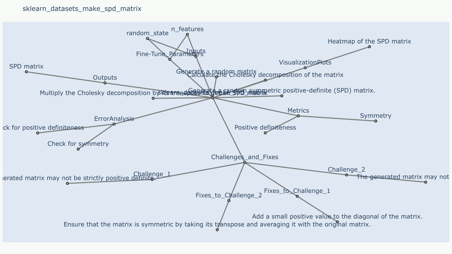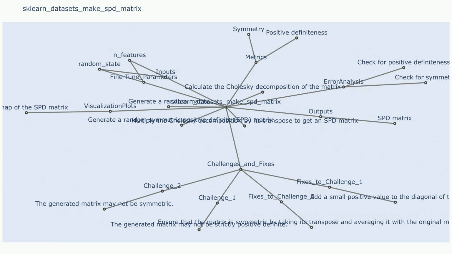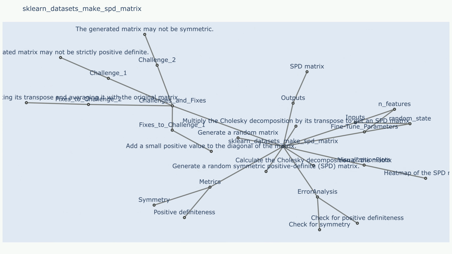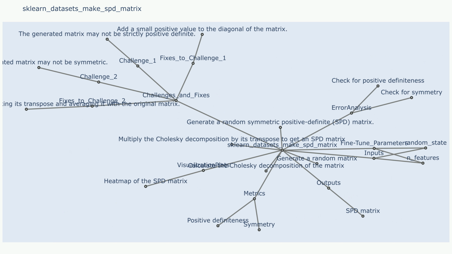Challenge 2. The generated SPD matrix may have a large dynamic range, making it difficult to interpret and visualize its elements. Sample use case that resulted in challenge 2: when visualizing the matrix with a heat map, a large dynamic range can make it difficult to discern the relative magnitudes of different elements. Fixes to challenge 2. Scale the matrix. Normalize the matrix elements to a smaller range using techniques like min-max scaling or Z-score normalization.